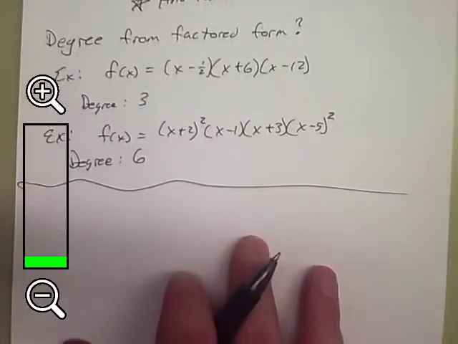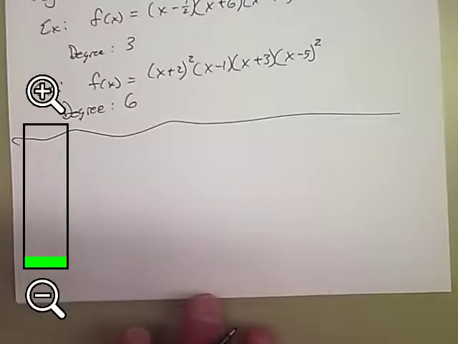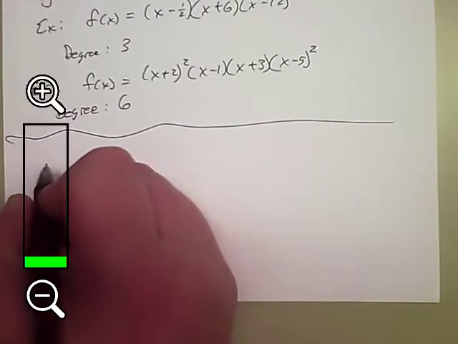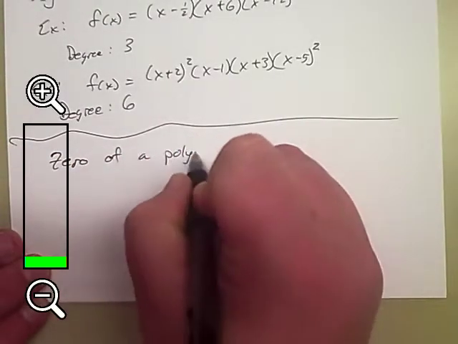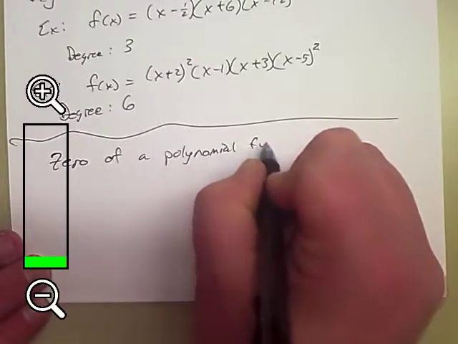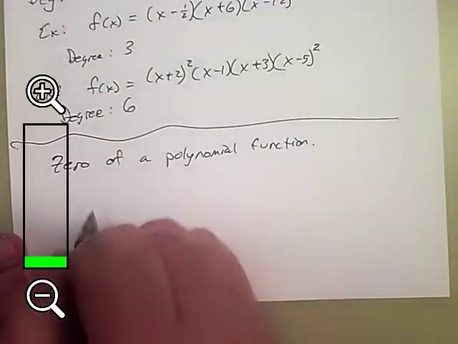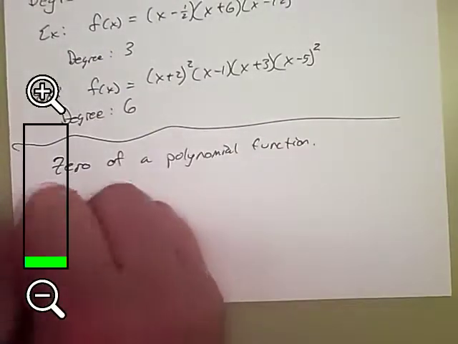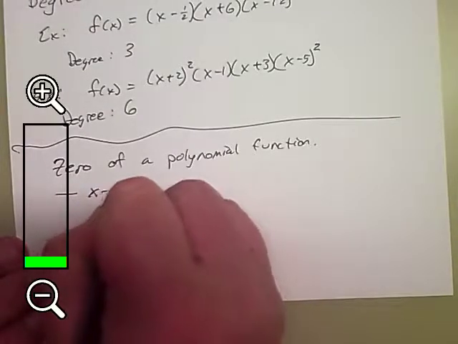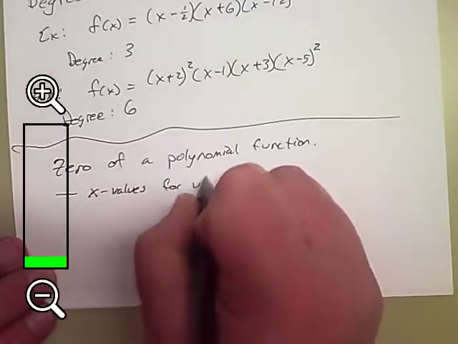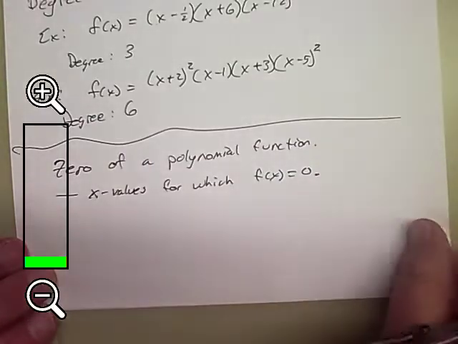And now let's get to the meat and potatoes of what this video is really all about. Okay. A zero of a polynomial function is defined as the x values for which f of x equals 0.